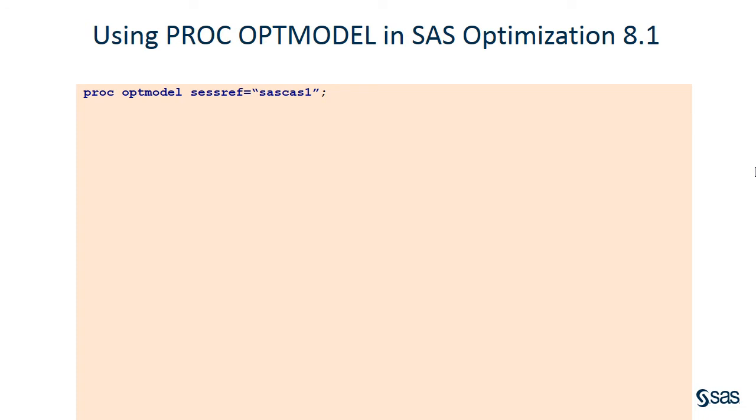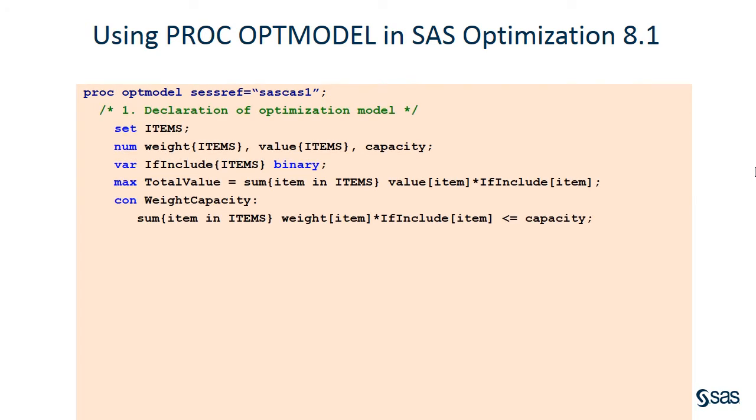In SAS Optimization on Viya, PROC OPTMODEL has a new option called sesref equals, shown here in the first line of the program, which allows you to specify a CAS session with which you want PROC OPTMODEL to interact. Elsewhere in the program, the algebraic model declaration and associating data with the algebraic model formulation stay exactly as they were before. In SAS Optimization, PROC OPTMODEL allows access to data from any type of library that is accessible from the SAS server. The data could be in CAS tables, provided they are accessible from the session SAS CAS1.